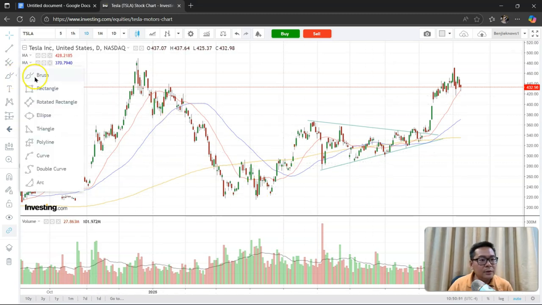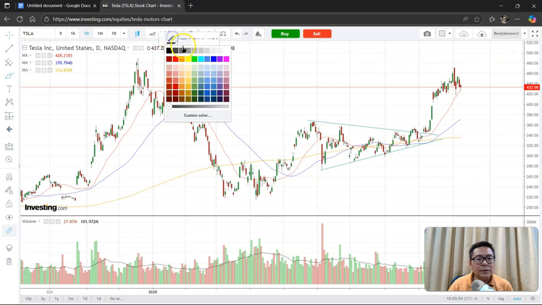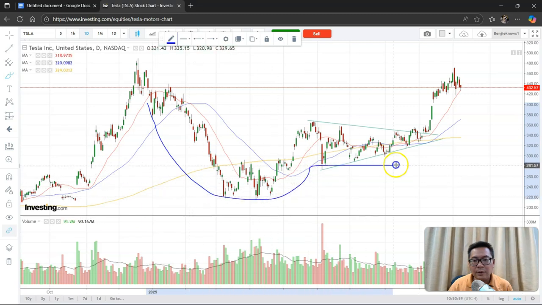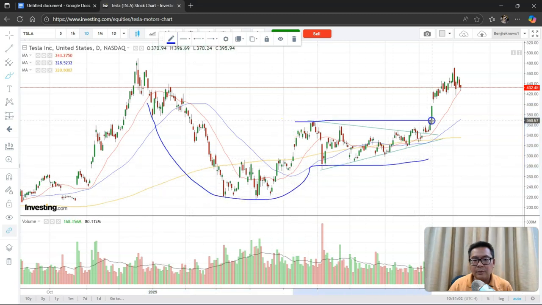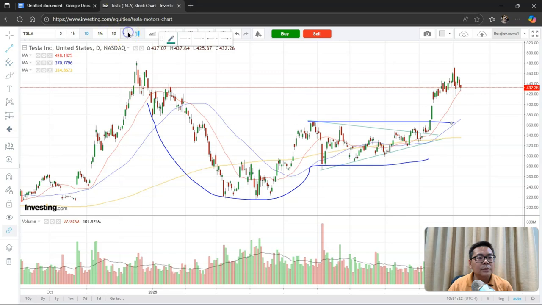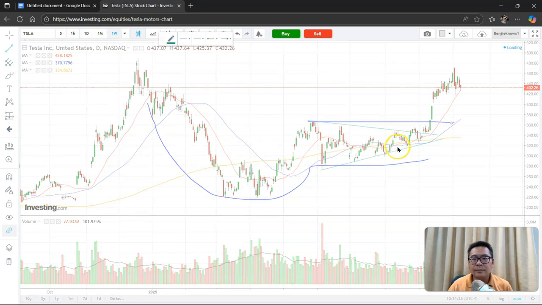Let me just draw for you to see. Change the color. Here it is, the cup with handle pattern. Alright, so you can see it clearer. Wait, I can't remove it. If not, you cannot see. Alright. Let's go to the weekly chart, then you'll be able to see it clearer.